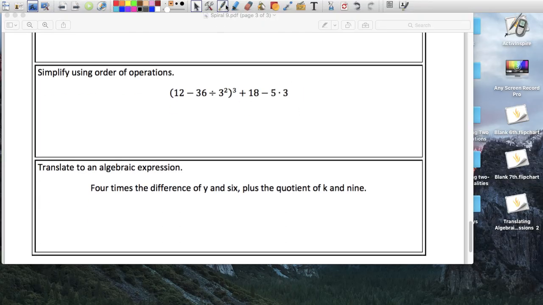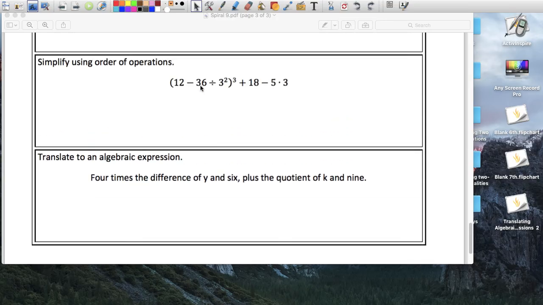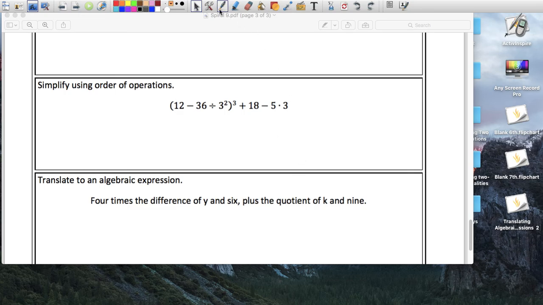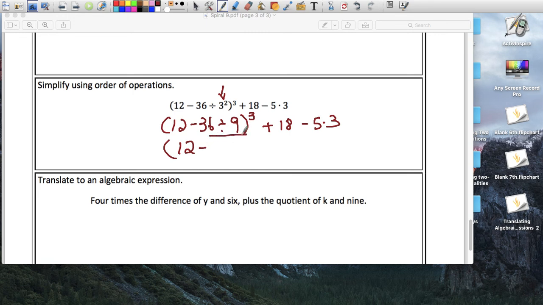Simplify. So, I know you guys love doing this. Let's simplify this step by step, inside the parentheses first, because it's grouping first. So it's 12 minus 36 divided by 3 squared, which is 9. Notice that I did one thing only. I changed this part right here. Now I'm still inside the parentheses, and I'm going to leave the 12 alone. Minus, but I'm going to do 36 divided by 9, which is 4.